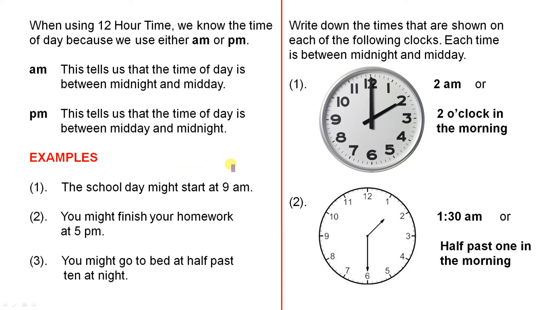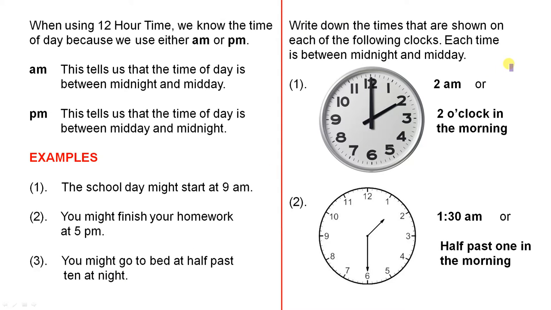Let's look at some simple examples. First example, the school day might start at 9 AM, so that tells us it's in the morning. You might finish your homework at 5 PM. That tells us it's in the afternoon. You might go to bed at 10:30 at night. So that's another way of saying the time, 10:30, and we can designate the time of day. So night time means it's very dark.